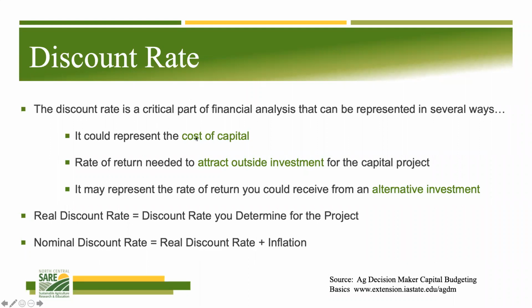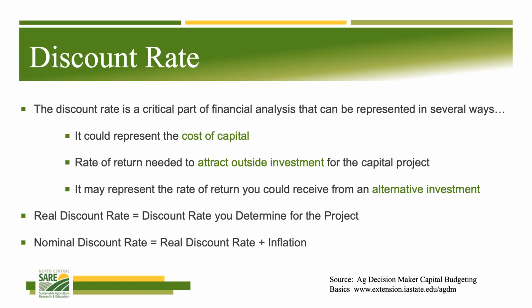Some people might look at that as the cost of capital. Some people might look at it as the rate of return needed to get outside investments for that project. Some may use it to compare against an alternative project or an alternative investment. So if you're going to receive a certain return on an investment A, then we need to see how this project would perform under those same conditions. While there's no right or wrong way to come up with that, I think it's important to understand that your cash flows as you look at these projects are going to be sensitive to whatever it is that you select.